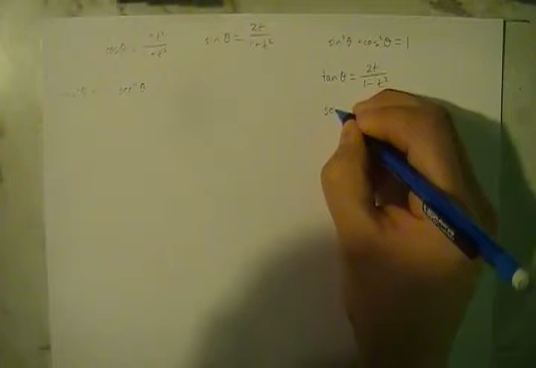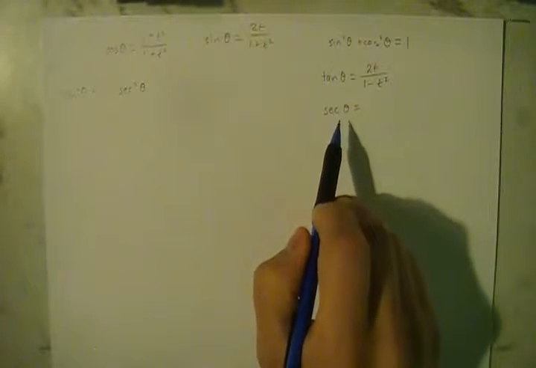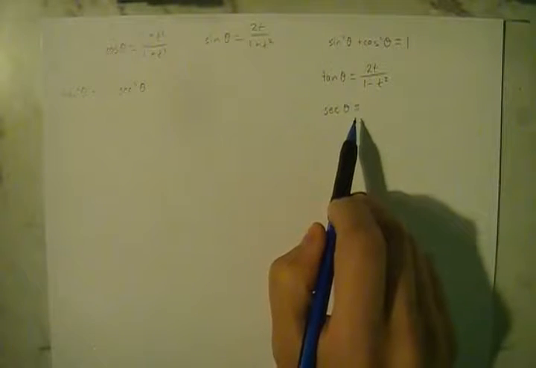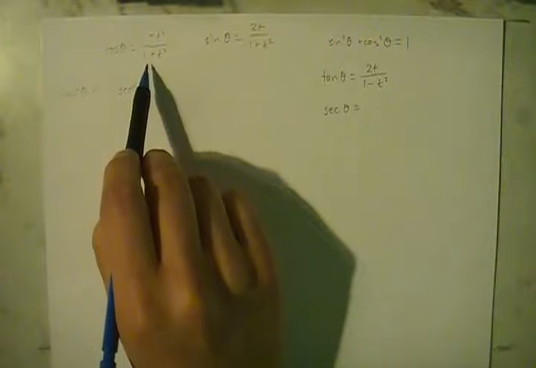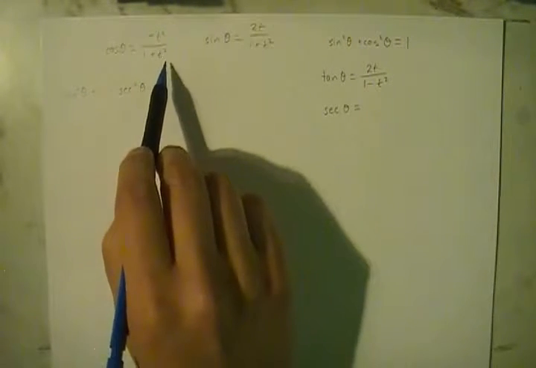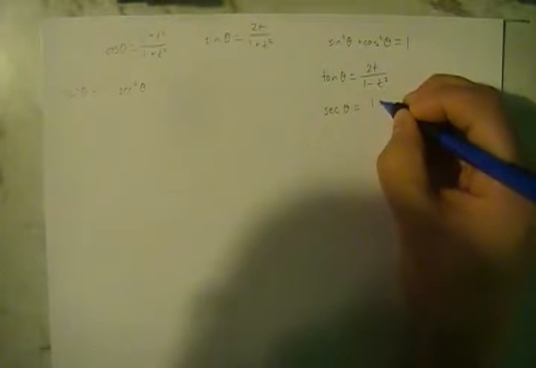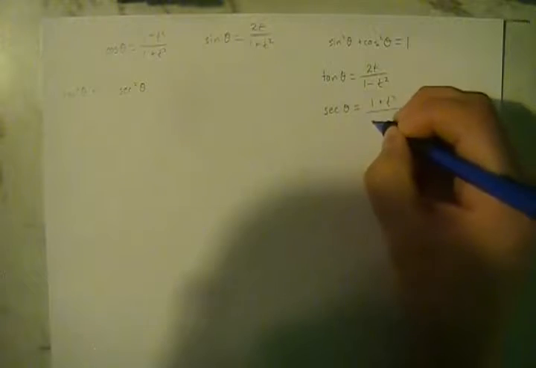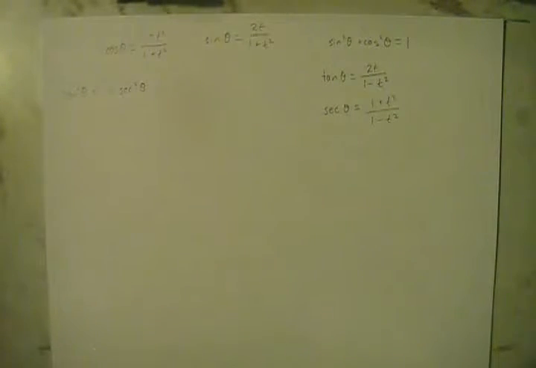And similarly, secant of theta, I should be able to figure out what the rational function is for secant of theta just by looking at cosine. So secant is the multiplicative inverse of cosine, or the reciprocal rather. So that's going to be 1 plus t squared divided by 1 minus t squared. Just flip the numerator and the denominator.